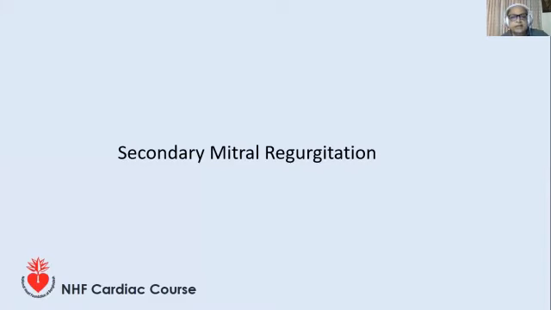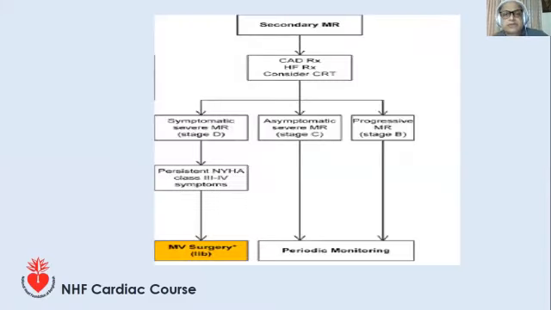This is secondary mitral regurgitation. The guidelines also show the treatment of secondary mitral regurgitation in coronary artery disease and heart failure: consider CRT as the best option. If it is still symptomatic with severe MR and persistent on echo, surgery is the best option. For an asymptomatic patient with severe MR and preserved LV function, periodic management; and for progressive MR with good LV, periodic monitoring is very important.